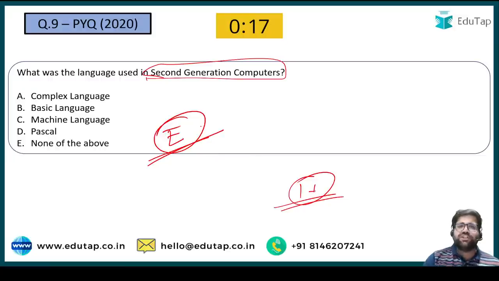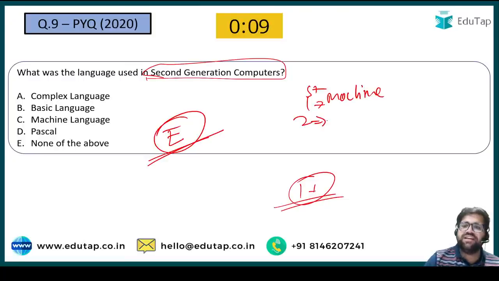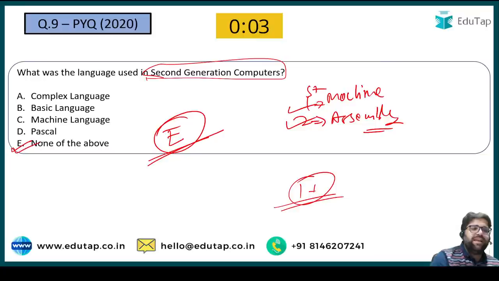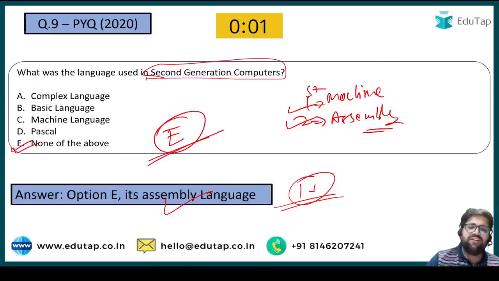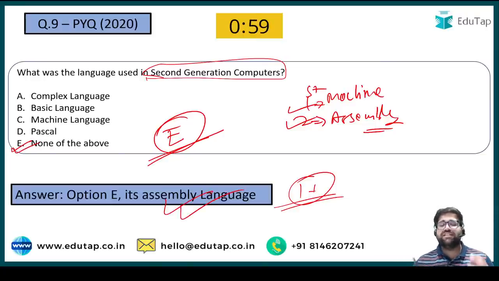If I'm not wrong, in question number 2, we have discussed different types of languages which are used. In first generation, remember, we use machine language. In second generation, we use assembly language. This is a very important takeaway. So the correct answer here will be E, none of the above. It's assembly language. Please note these particular components. This is really very, very easy to understand. At the same time, they are also very high rewarding. Yes, the answer here will be E.